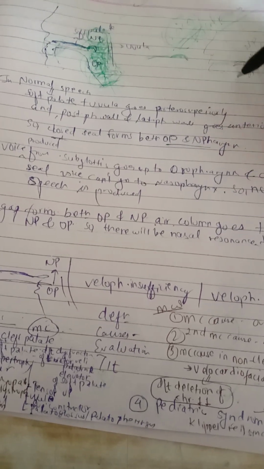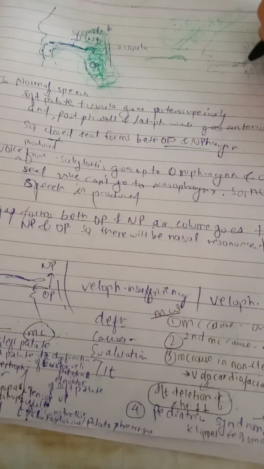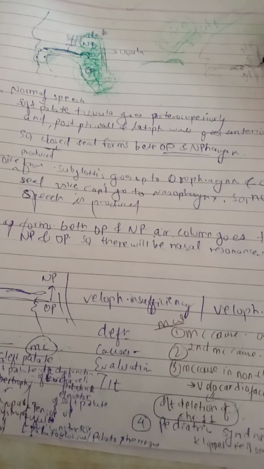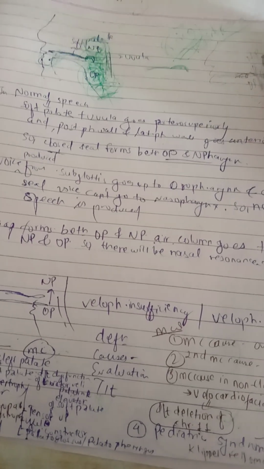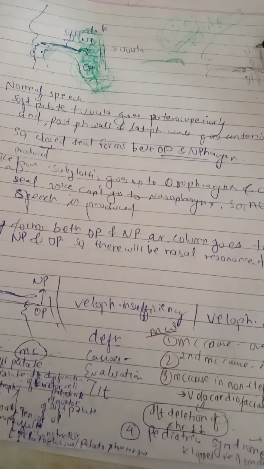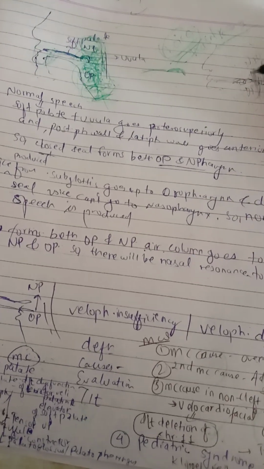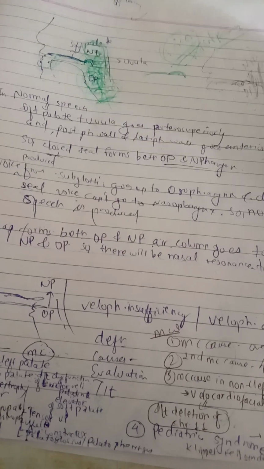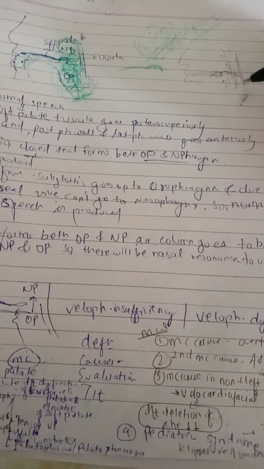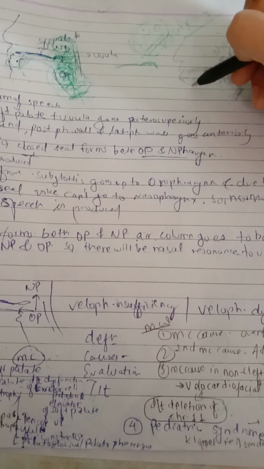So what happens during the process of normal speech? The soft palate and the uvula go posterior superiorly, whereas the posterior pharyngeal wall and lateral pharyngeal wall come anteriorly. During normal speech, the gap between the nasopharynx and oropharynx will be closed, and as a result of this closed seal, the voice that is produced from the subglottic area goes up into the oropharyngeal area, and from the oropharynx it comes out through the mouth as a sound.